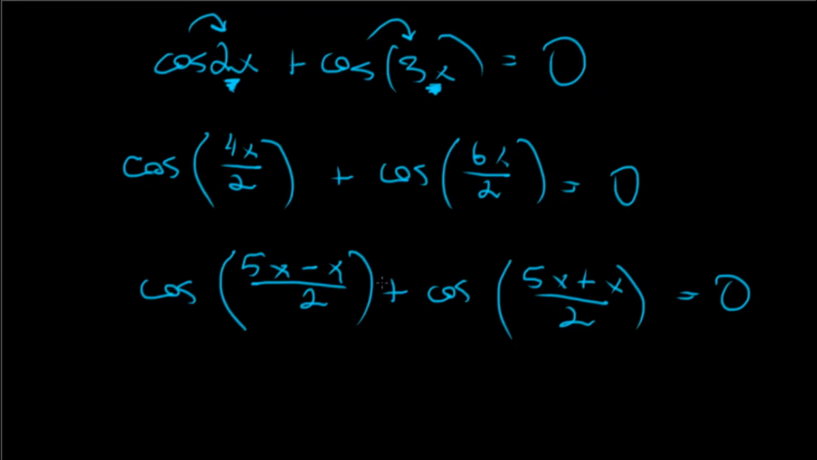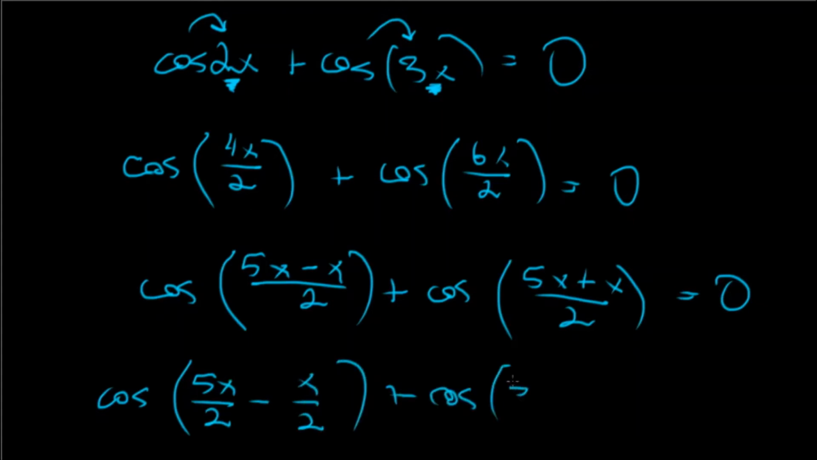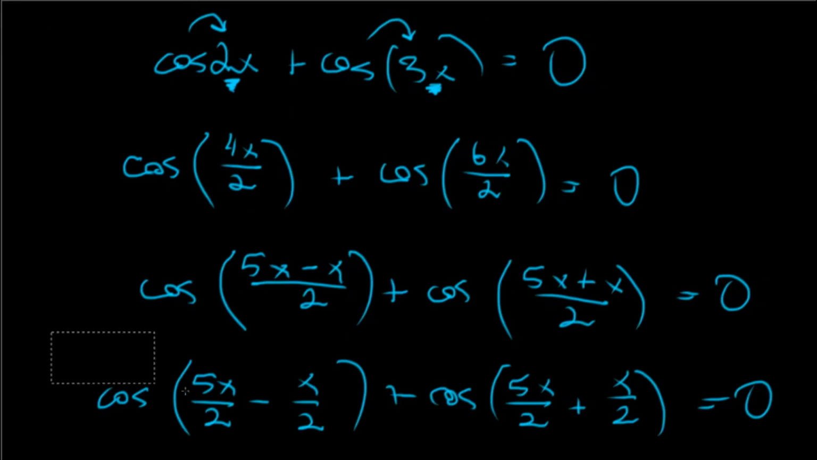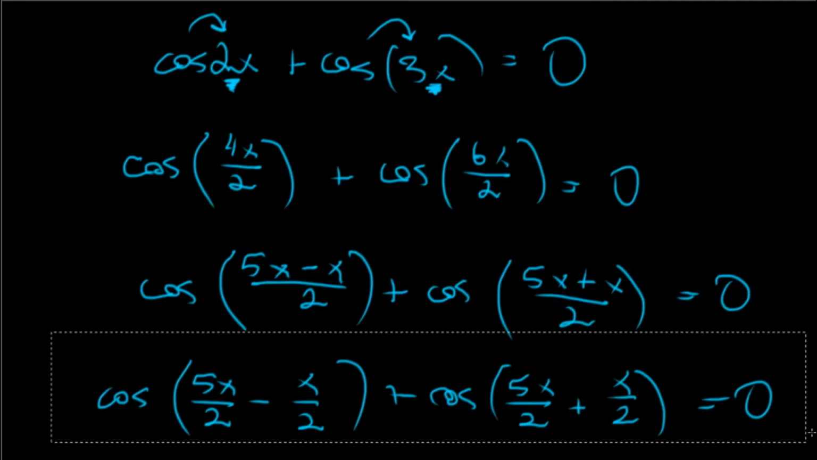I'm going to rewrite all of these using the cosine difference formula. So let me make it completely clear. I'm going to rewrite this as cosine of 5x over 2 minus x over 2 plus cosine of 5x over 2 plus x over 2. All right, I'm going to take this to the next page, but get ready for this. This is a wonderful trick, and it's going to justify some new formulas.